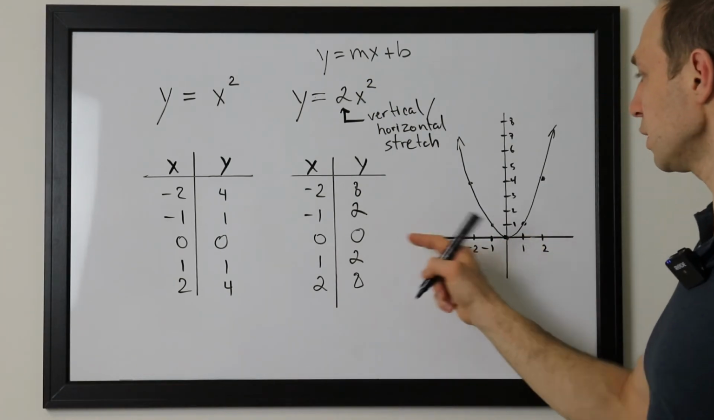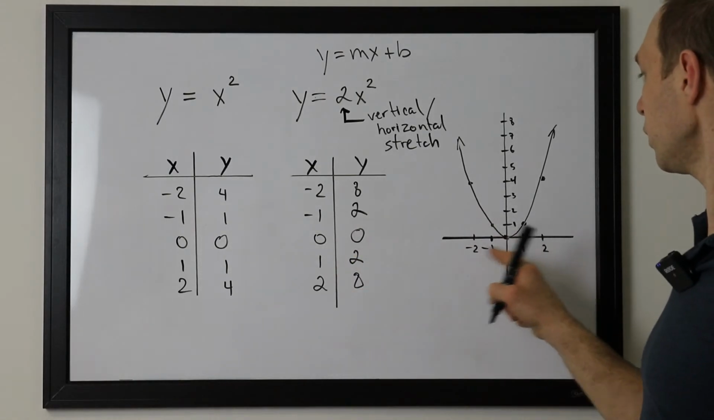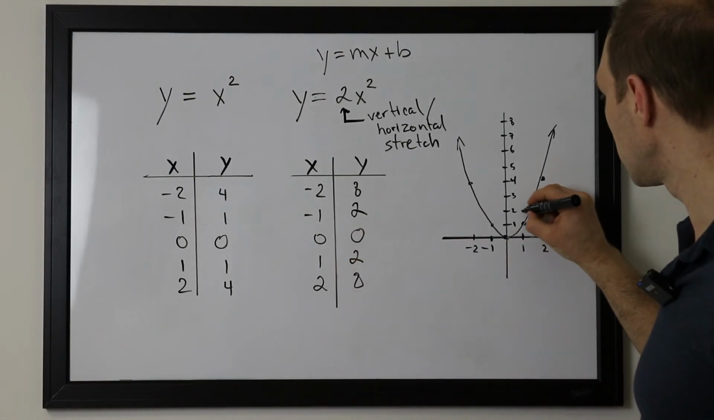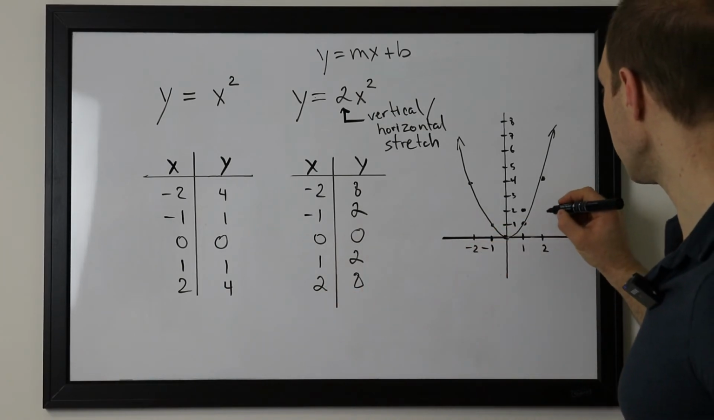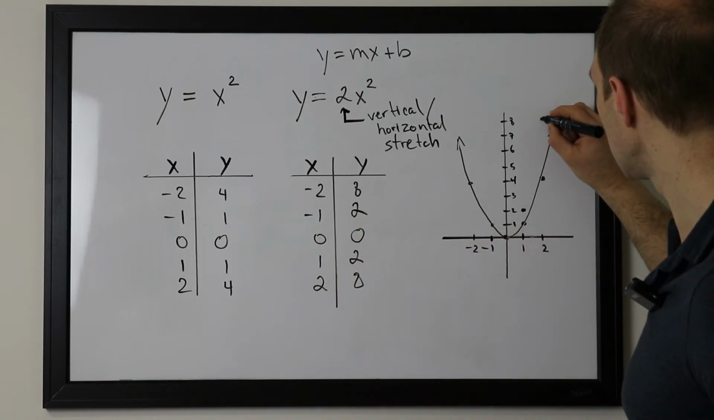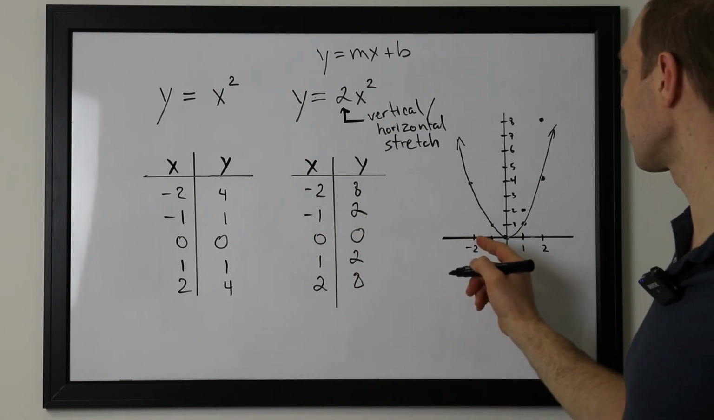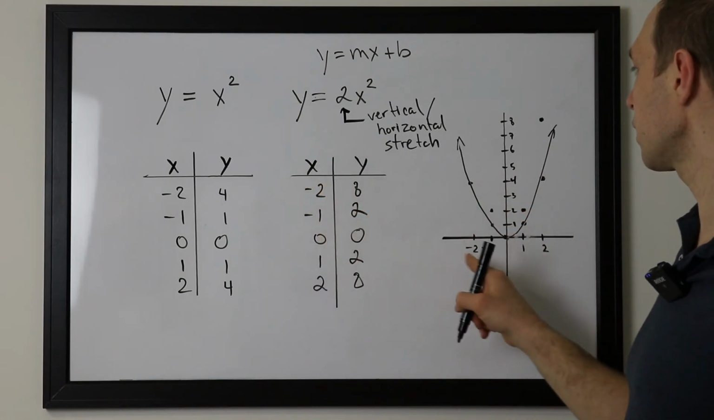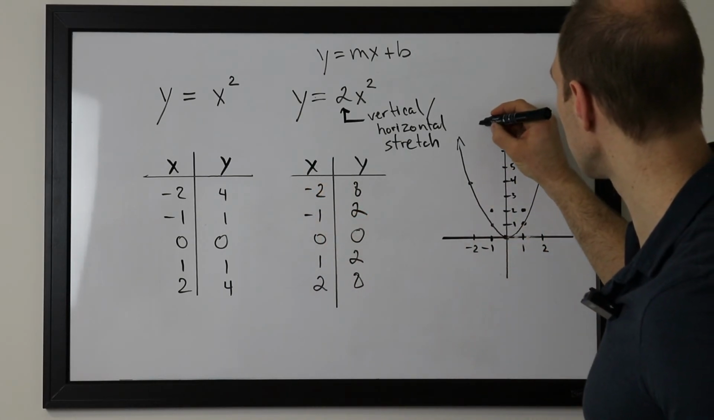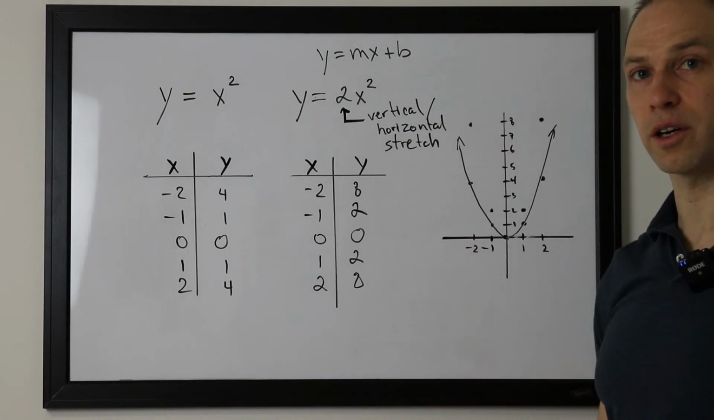Let's plot those points. 0, 0. When x is 1, y is 2. When x is 2, y is 8. On the opposite side, when x is negative 1, y is 2. When x is negative 2, y is 8. Okay, and let us connect our points.